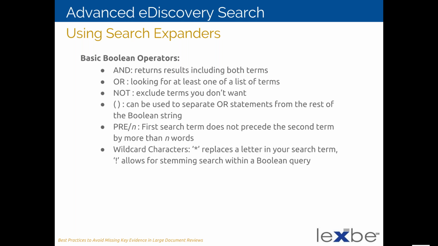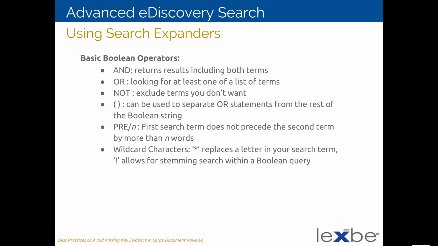These vary across some platforms, but generally an asterisk will replace a letter in your search term, whereas the exclamation point will allow for a stemming search within your Boolean query, meaning that it will look for the ing, the different past, present tense of your word.